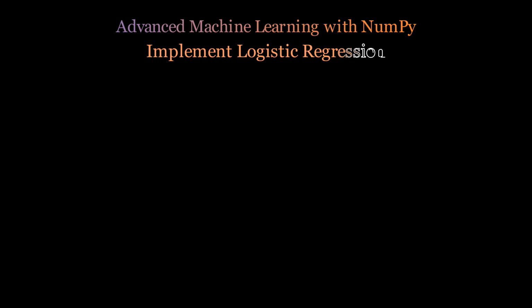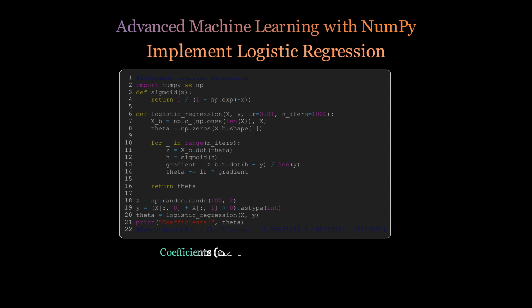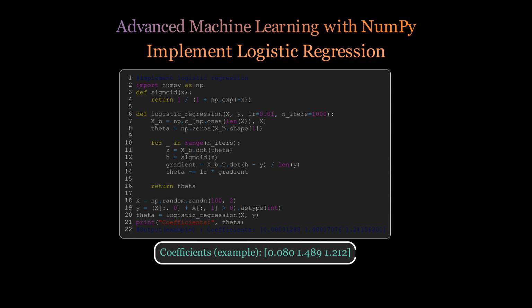Logistic regression models binary probabilities using the sigmoid function. Our implementation uses gradient descent to minimize cross-entropy loss. The coefficients show how each feature affects the classification boundary for our synthetic dataset.